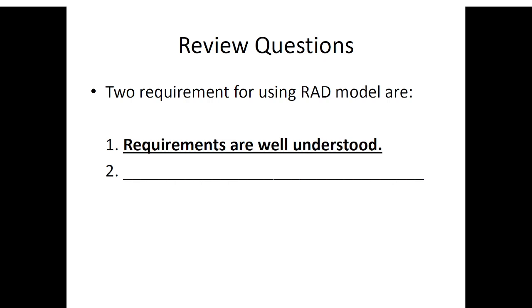For this type of model, the first requirement is that the requirements should be very well understood, because only then can you divide it into teams. Otherwise, if they are not well understood, you cannot divide it into teams, or they might overlap, or some team might be waiting for input from another team. In that case, RAD will not be a successful model. The second is that the project scope is constrained, that is 60 to 90 days for the development activities.